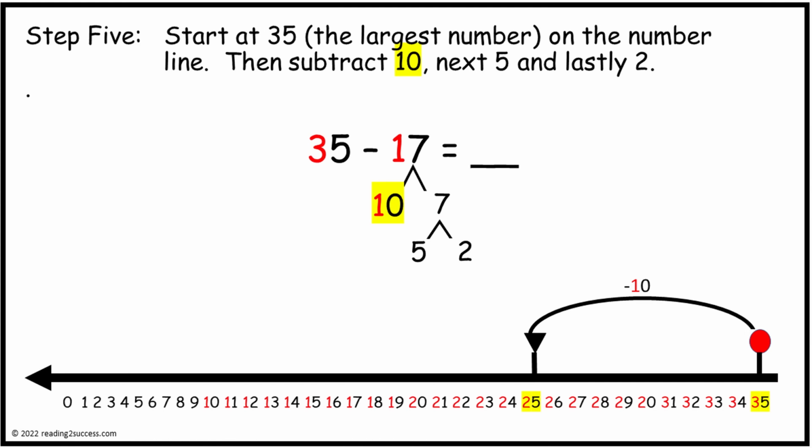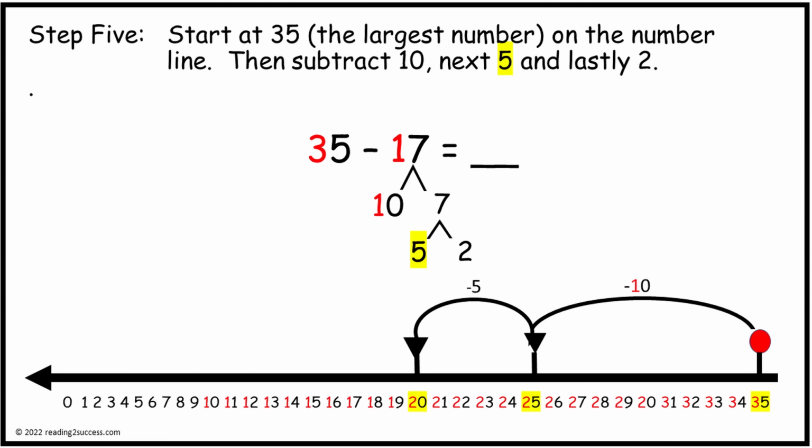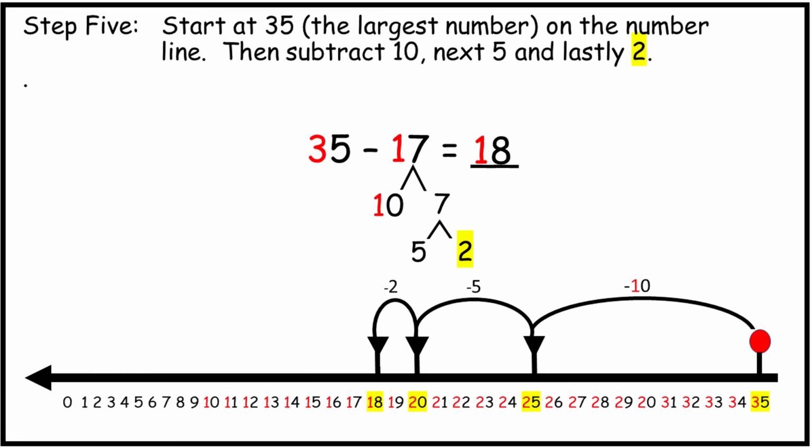Start at the 35 and then subtract 10, which brings us to 25. Continue from the 25 and subtract 5, and that brings you to the number 20. From the 20, subtract 2, and that gives you 18. So, 35 minus 17 equals 18.